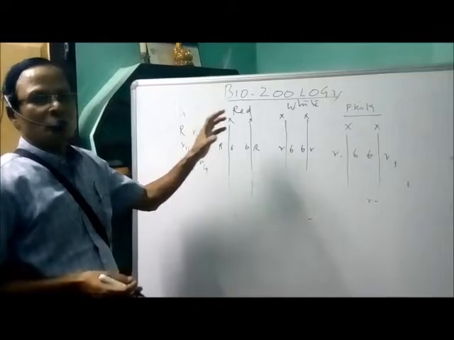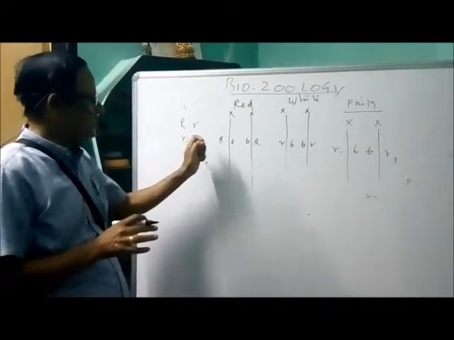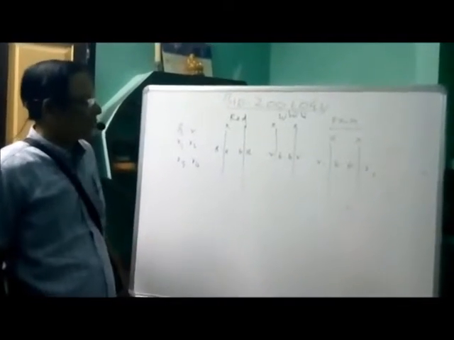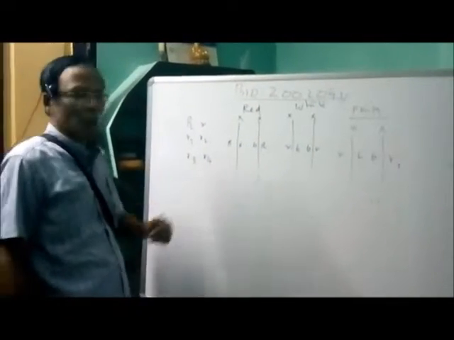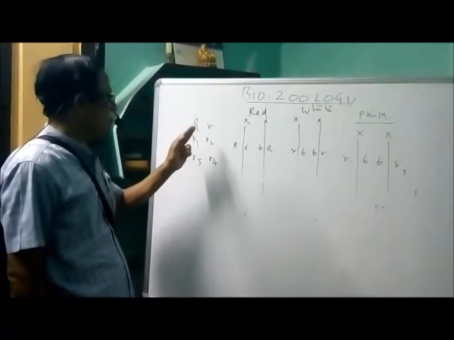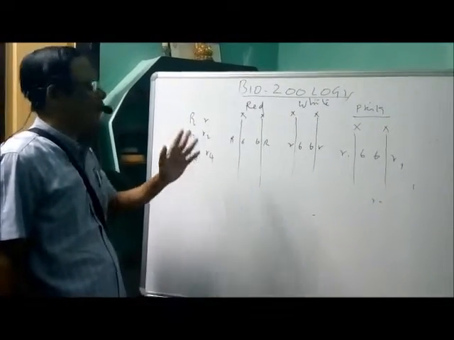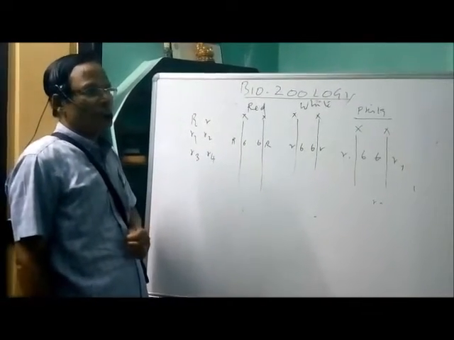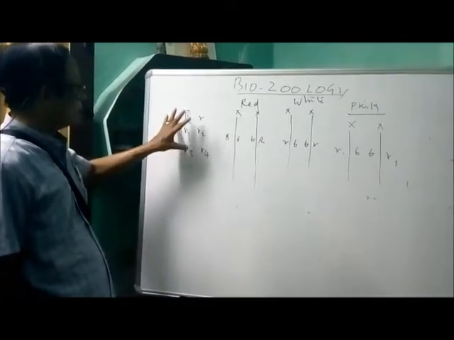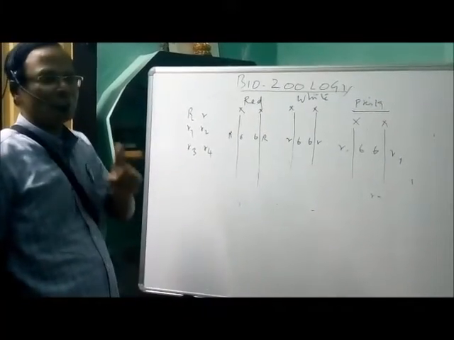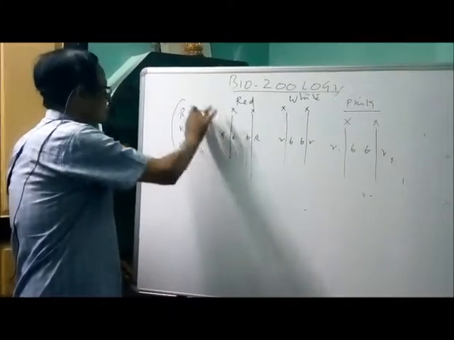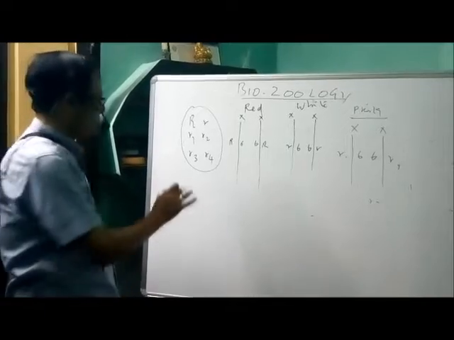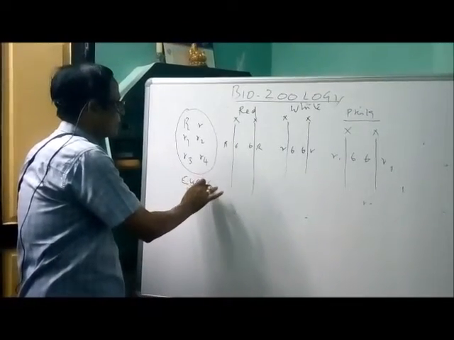So I will come to the definition. A single gene is being represented by more than one form. Here you can see capital R, small r, R1, R2, R3, R4. So now we'll give the definition for multiple alleles. Point number 1: occurrence of more than 2 alleles. Point number 2: affecting the same character, that is eye color.